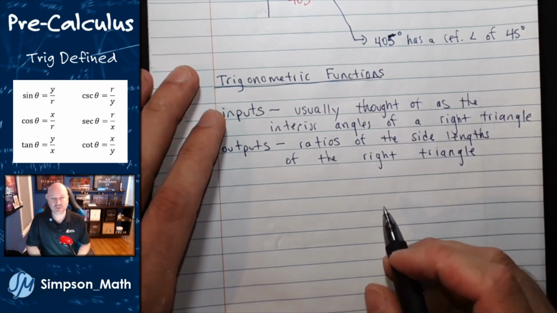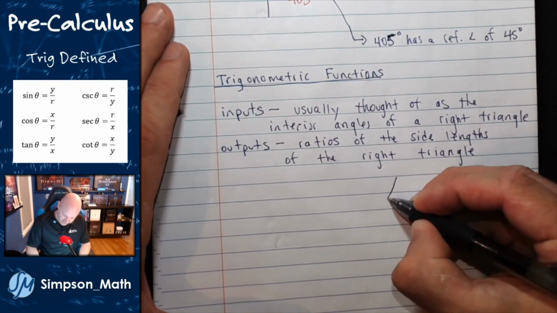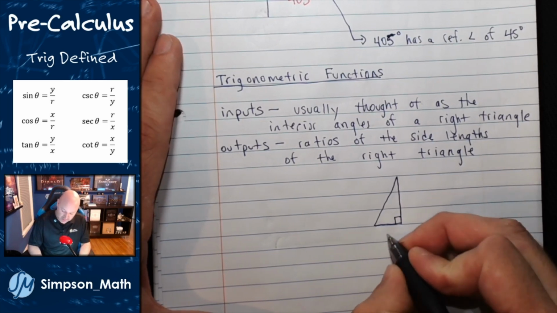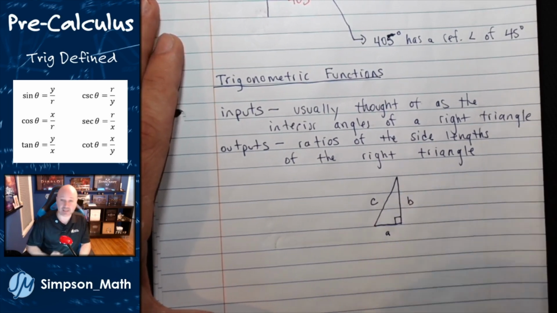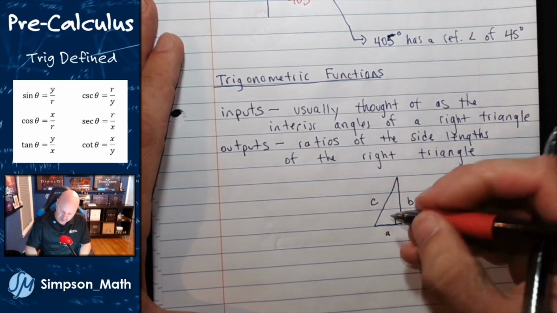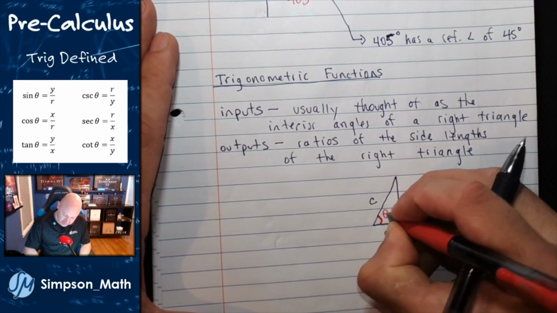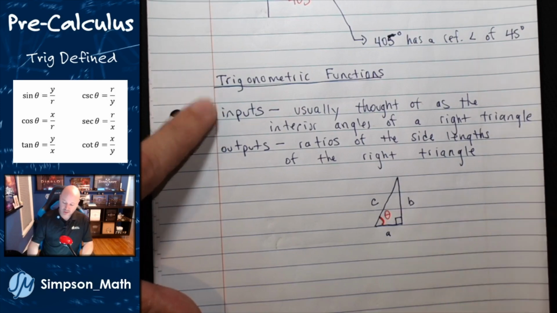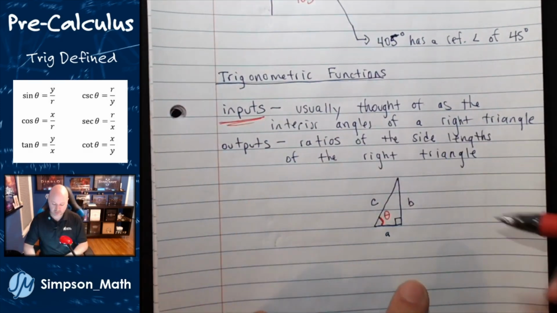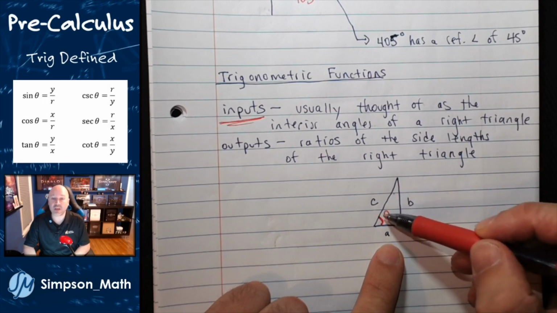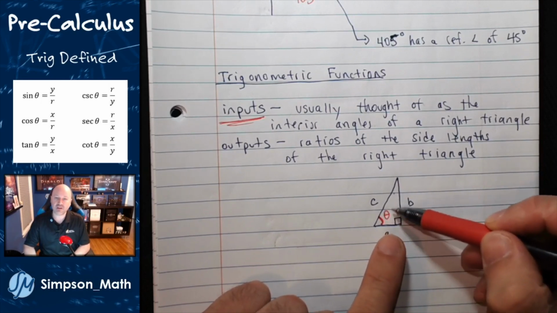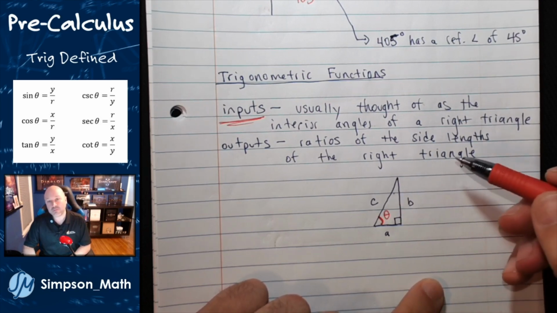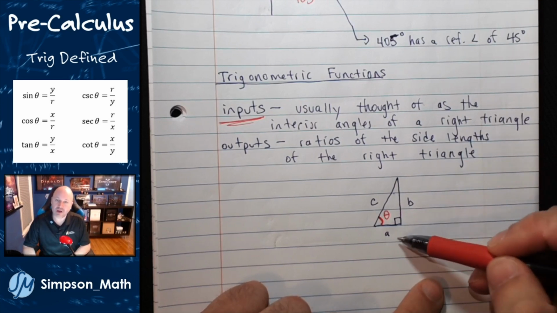All right, I always like to show images just to help me with my definitions. So here is a right triangle. I'll go ahead and label the sides. Let's call them A, B, and the hypotenuse C. And let's give us an interior angle, and I'll call it theta. So theta is what we think of as the input. The input of these trig functions are the interior angles of a right triangle. So there's this theta, this red one, and then this other one that would also be an interior angle. The outputs are a ratio of side lengths.